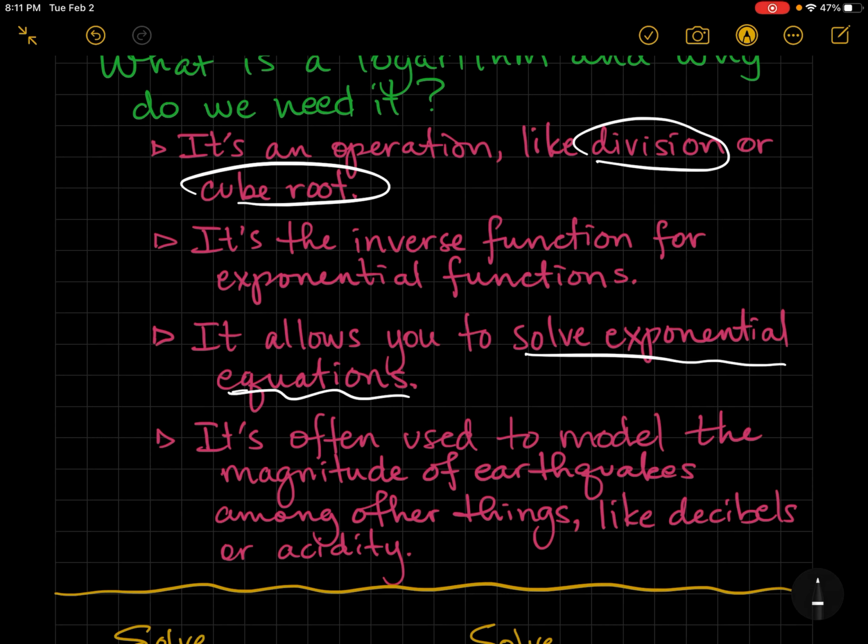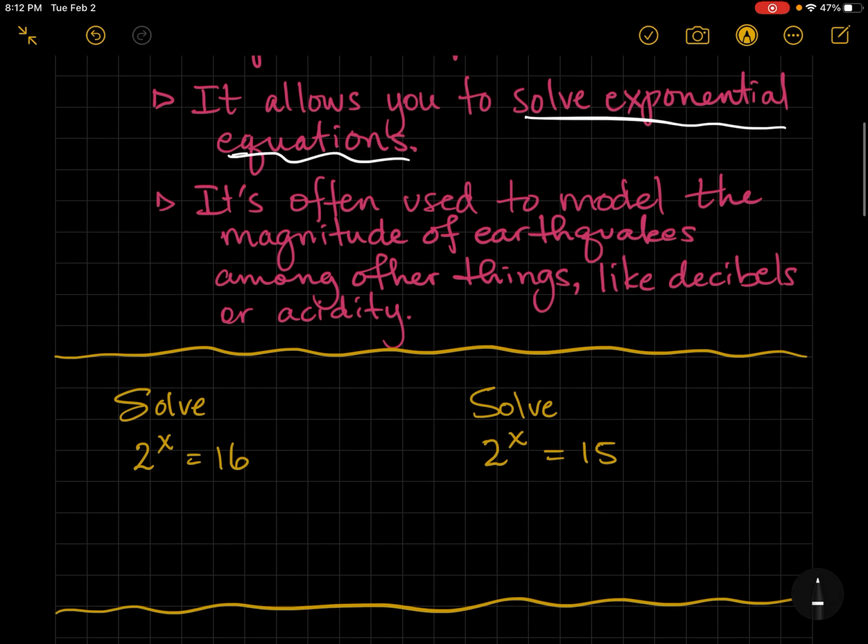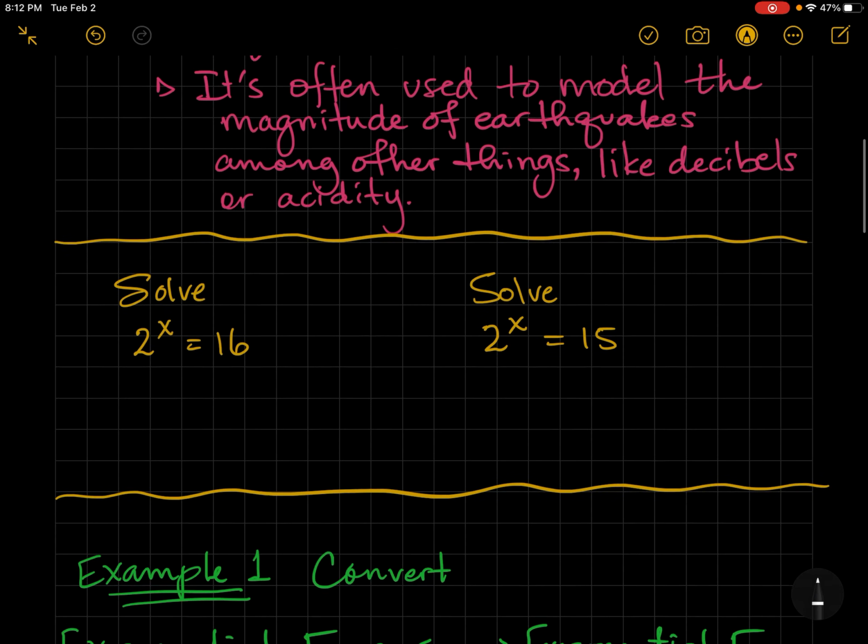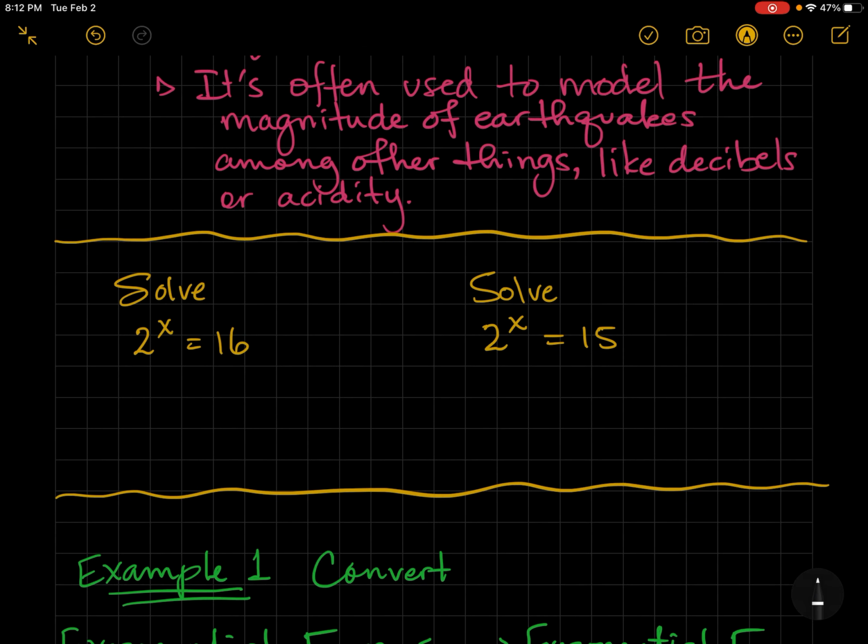It's often used to model the magnitude of earthquakes, among other things like decibels or acidity. It's used in a lot of finance or amortization charts for mortgages and things like that. We'll get into a couple of uses soon.